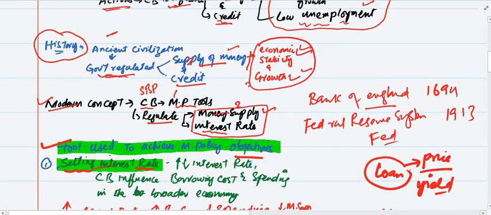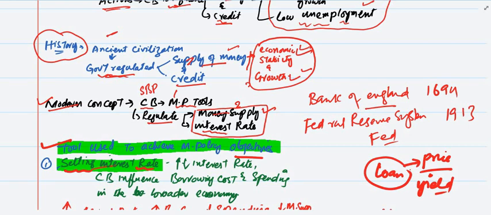So for that purpose, in ancient times, the government used monetary policy to regulate the supply of money and credit. And why were they doing this? Because they wanted stability in the economy, they wanted economic stability. The second thing, they wanted economic growth.